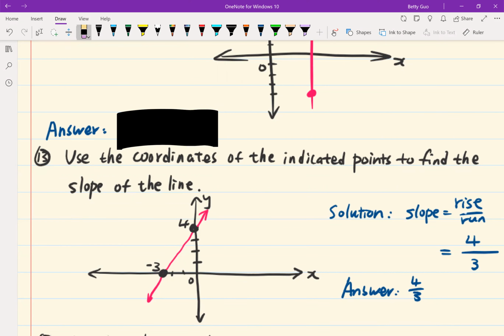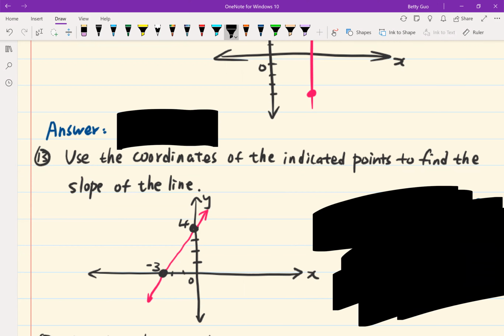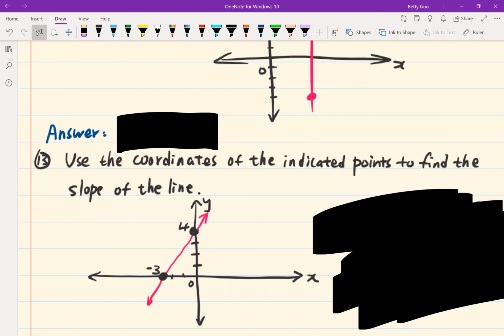Okay, this is number 13. You're going to look at the graph and find the slope for the line. Look at the line. Is it going up or going down? It goes up. So if you look at A, B, C, D, would you choose a negative number? Of course, please don't. If the line is going up, the slope is positive, right? Of course, you will not choose a negative number.